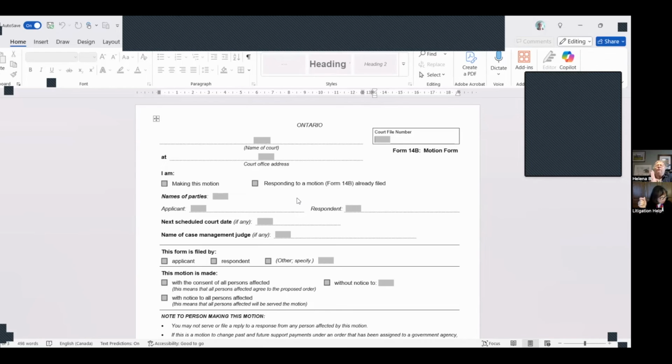Remember we said if you were bringing a Form 14B motion, what are the materials you have to have? You have to have the Form 14B motion form.